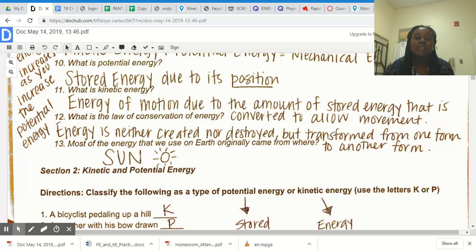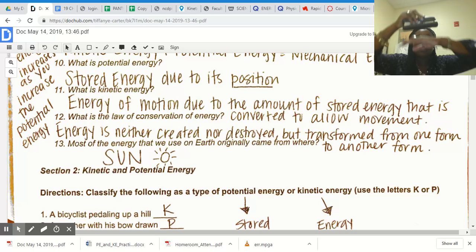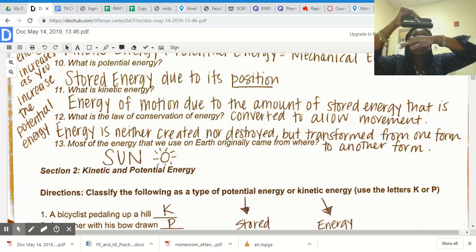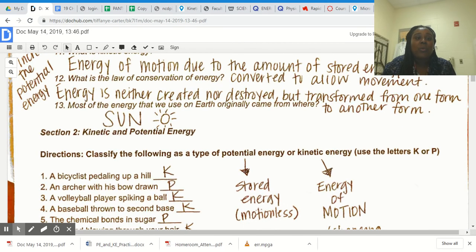So it's energy that's been transferred from potential to kinetic. So the kinetic energy is the energy of motion, and it relies on the stored energy that an object had before it was in motion. So like the stapler on my hand, stored energy, and as it falls, this stored energy will transfer to kinetic energy over time. All right, number 12, what is the law of conservation of energy?